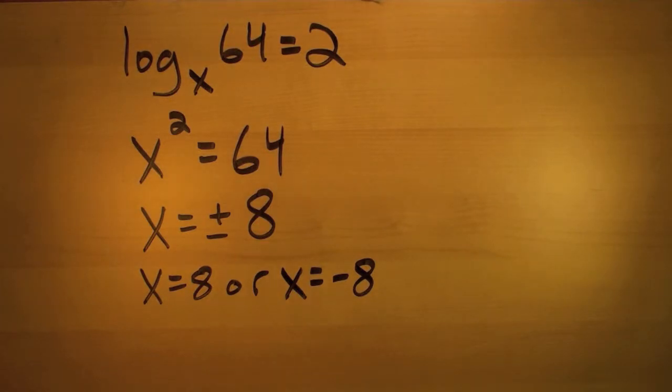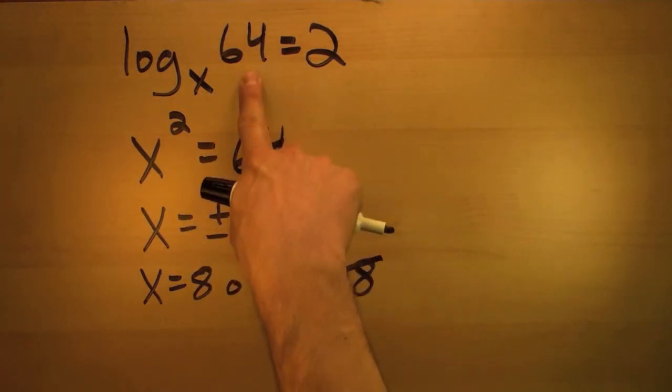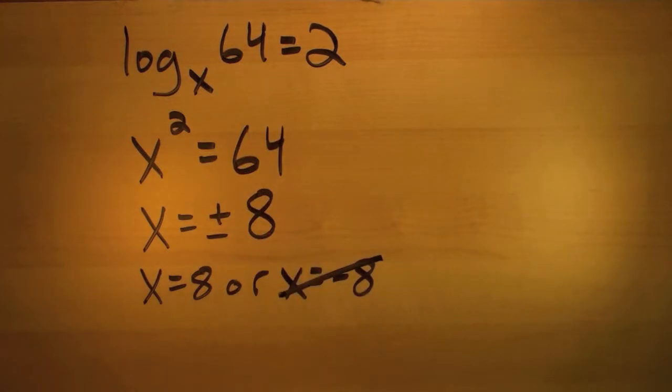But recall back to our definition for logarithms, we can't have a log base negative 8. So this is not allowable according to our definition of logarithms. Refer to the definition on this page if you need a reminder. So that means our only possible answer is x equals 8, and if we plug it in, we see that in fact 8 squared equals 64. That works out.